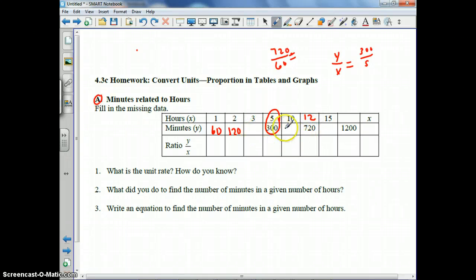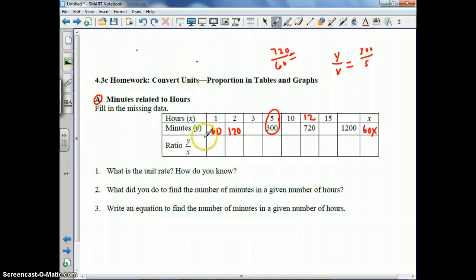Okay. So you're going to fill in these other missing numbers. I'll let you do that on your own. And if you look here, what do we do every time to get from the x to the y? From 1 to 60, 2 to 120, 5 to 300. What did we always do? We multiply by 60. So here I'm going to put 60 times x. 60x. Any questions about that part?